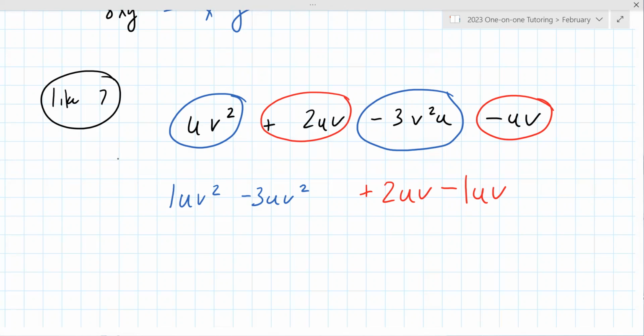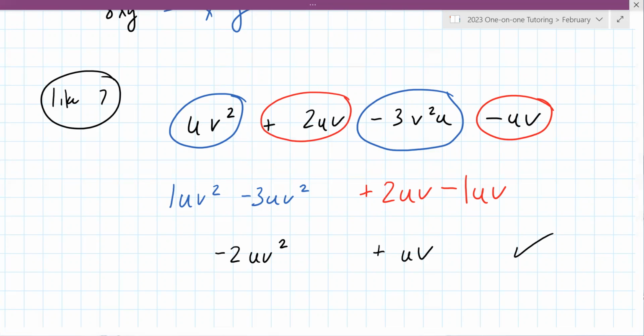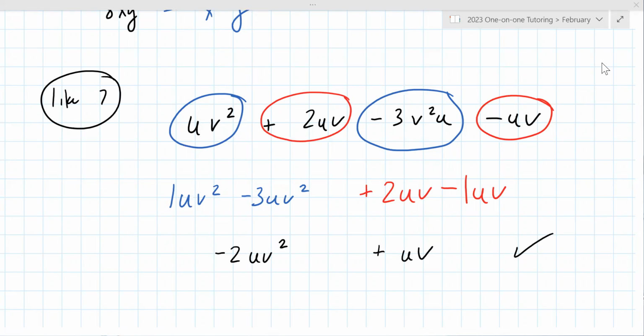Negative uv squared, plus uv. Okay, yeah, that'd be correct. Do you have questions? Because I want to give you another one like this to try, but I want to answer questions. I don't want you to just feel like I'm putting you on an island. No, you're good. You can give me more questions.